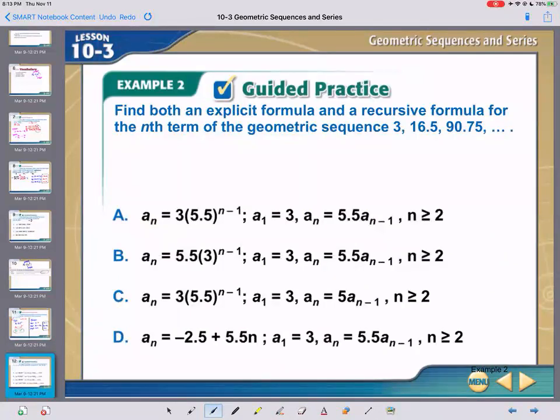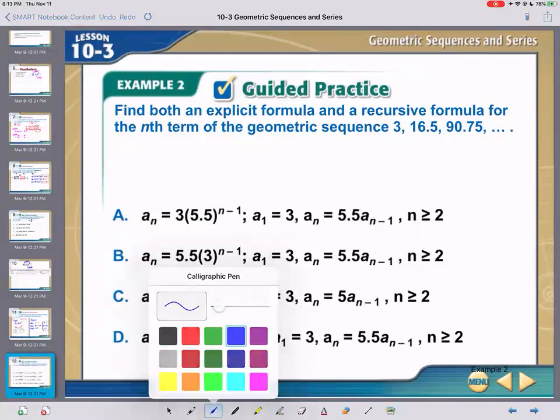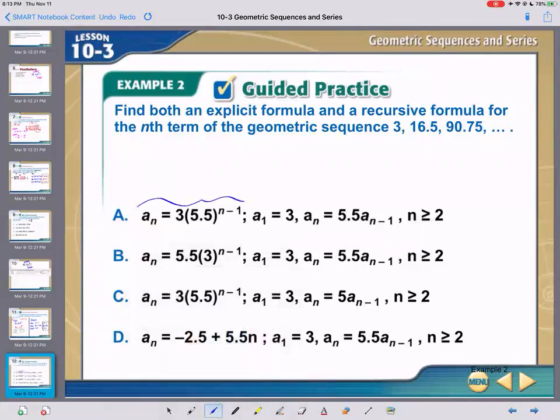DOL number 2, again, this first portion is the explicit. And this portion over here are the 3 steps of recursive. Pause the video until you're ready to go.